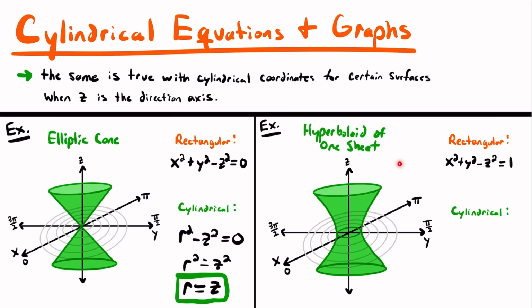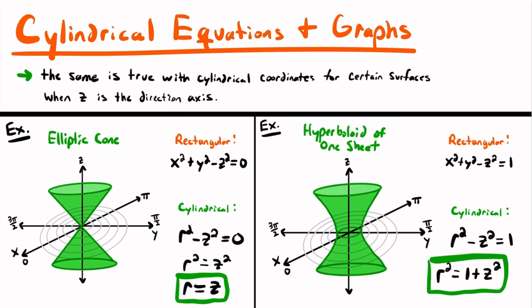And then if we look at this hyperboloid of one sheet, in rectangular, its equation would be x squared plus y squared minus z squared equals 1. We could also convert that to a cylindrical equation because we know x squared plus y squared equals r squared. So we'd have r squared minus z squared equals 1. All right, and really you could leave it like this. There's no nice way to solve for r in this case. What I will do is add z squared to both sides. So r squared equals 1 plus z squared. But that's it. I'm not going to take it any further than that. You could take the square root of both sides if you wanted to.